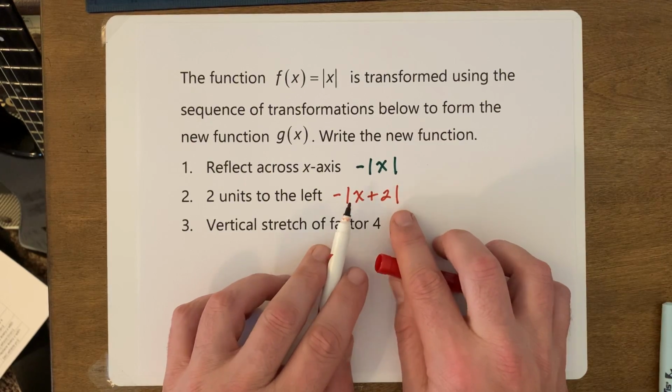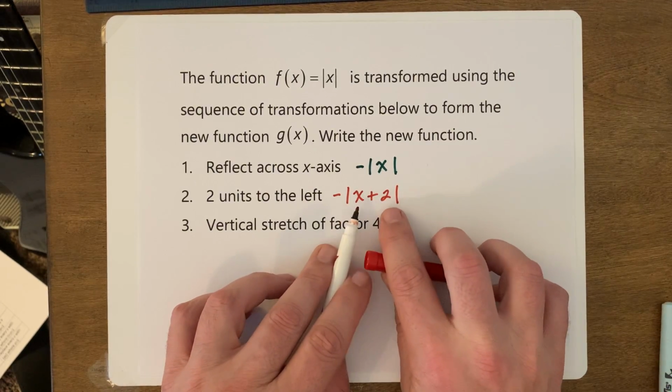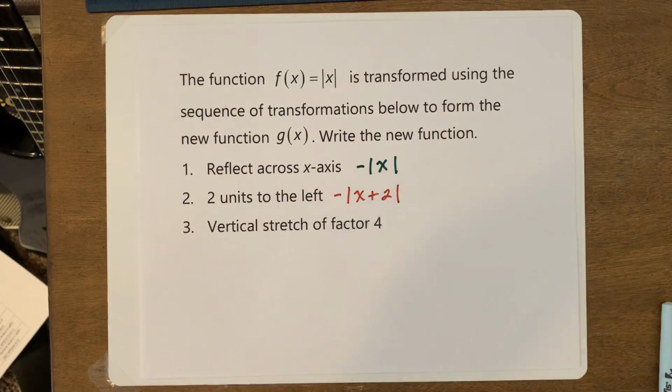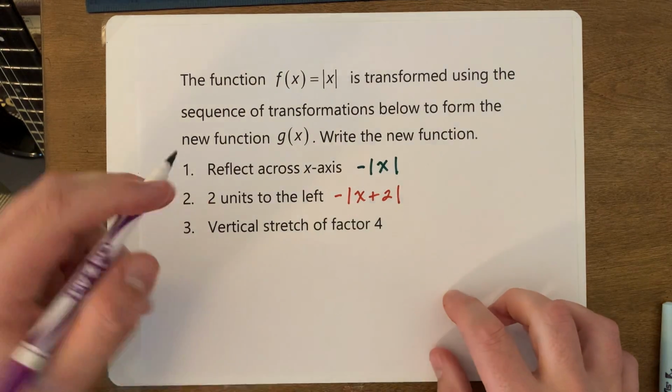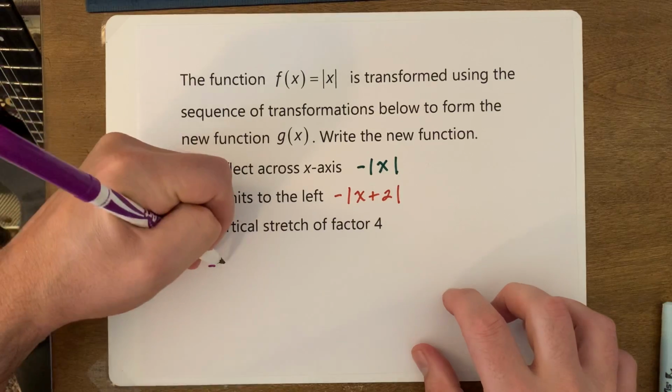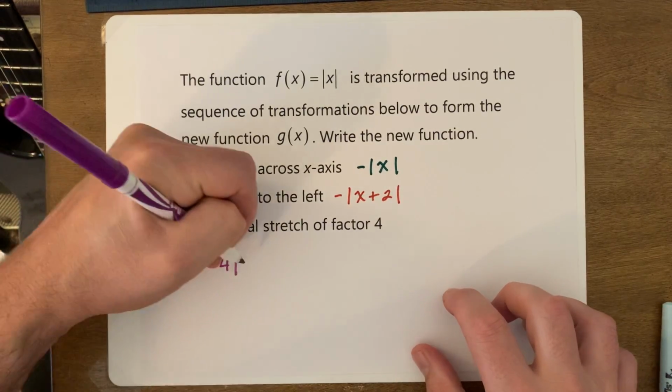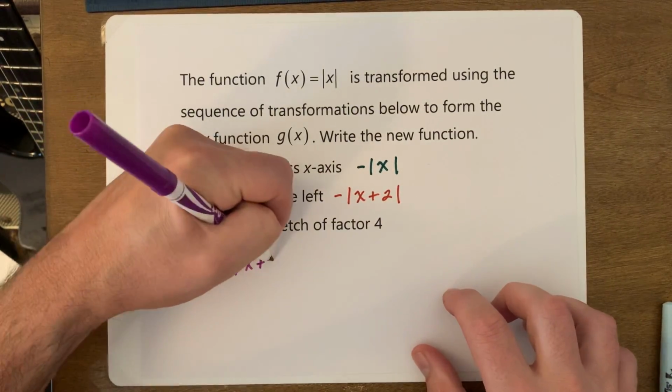It actually confines the x plus 2 in here, so I don't need an extra set of parentheses in there. That should work just fine. 2 units to the left. Okay, now finally I want a vertical stretch of factor 4. So vertical stretch says to multiply the function times this number right here. So I'm thinking negative 4 absolute value x plus 2.